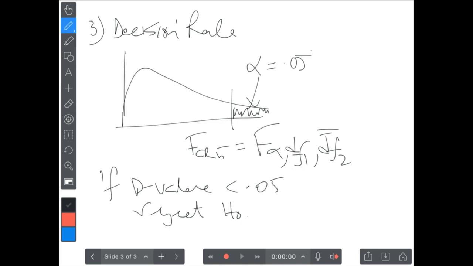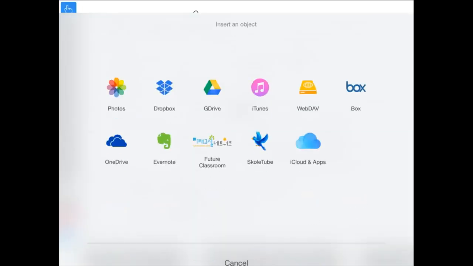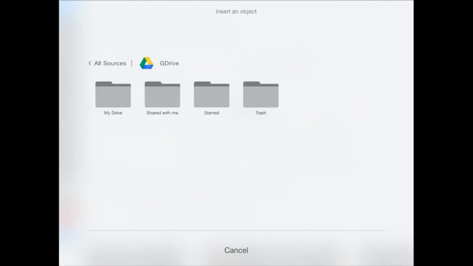Let's see if we could introduce it here. Maybe I might be able to introduce the... I'm looking to see if I could find the... let's see what we get. I should be able to introduce it right here. Why not?